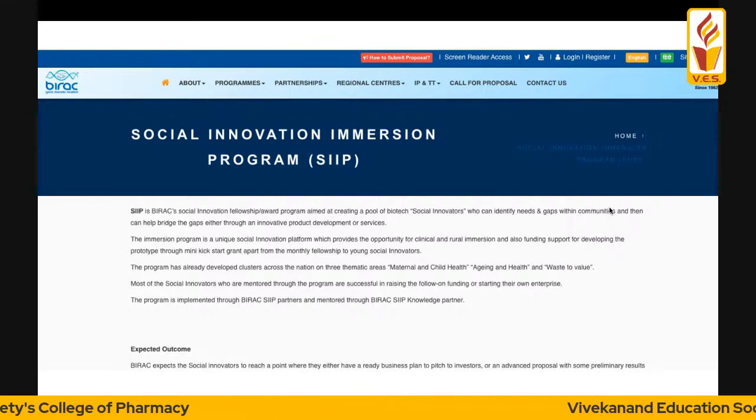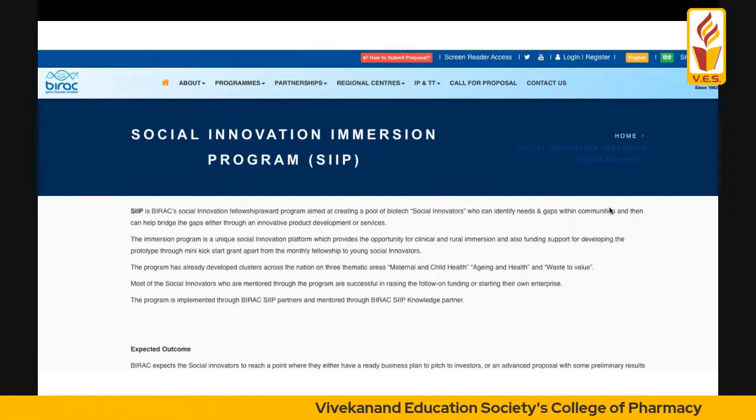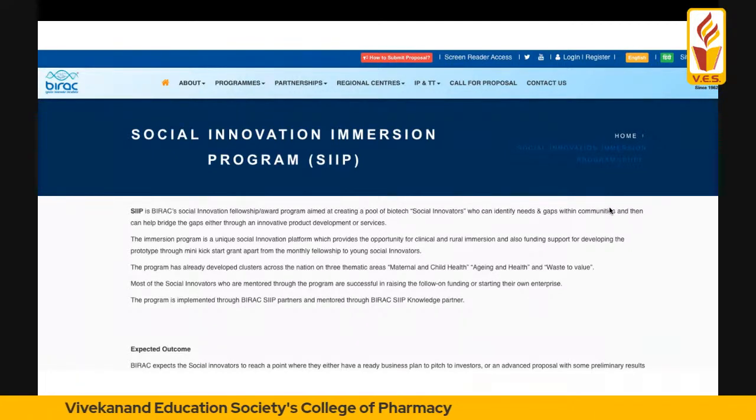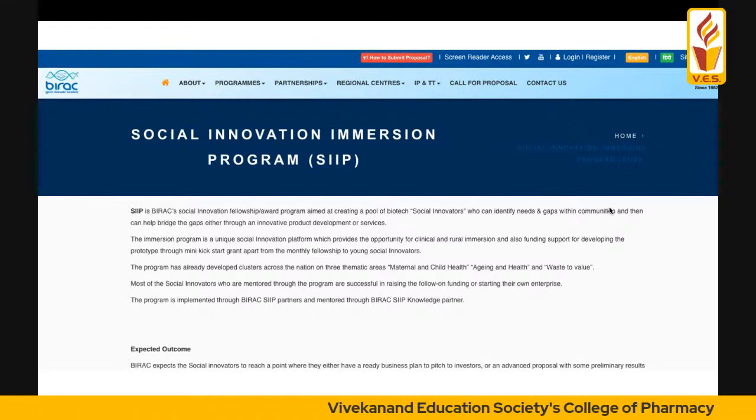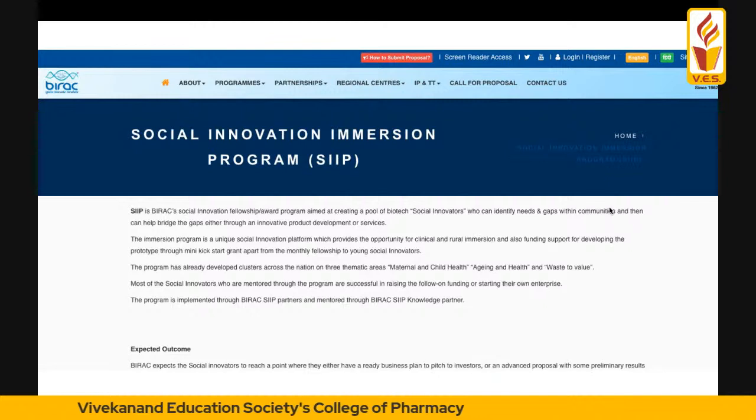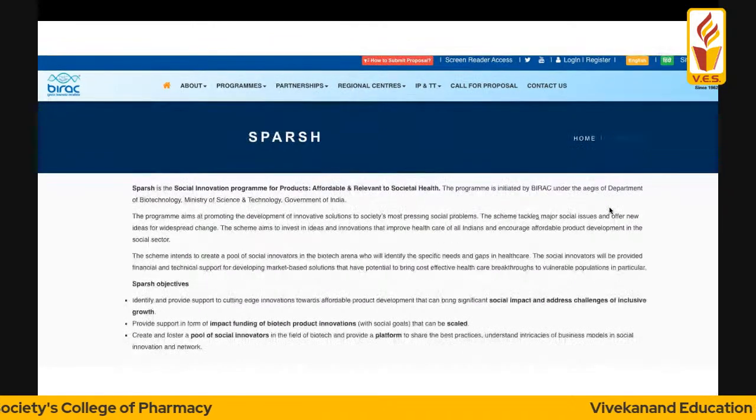You get a very guided approach in this immersion program, wherein they will make you meet stakeholders. They'll teach you how to do social innovation, how to look for a research problem, how to look for a solution. They'll connect you with multiple people, and apart from this, they give you a small amount which could help in developing your prototype.